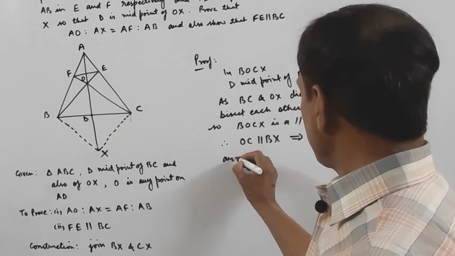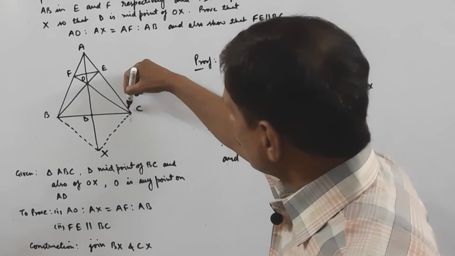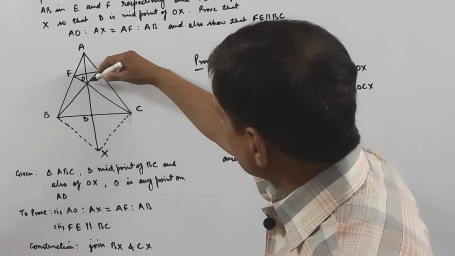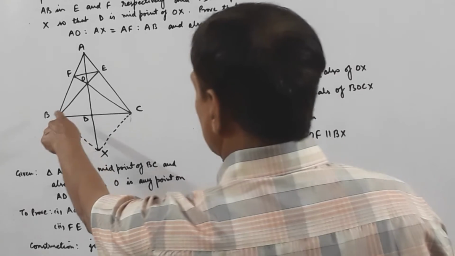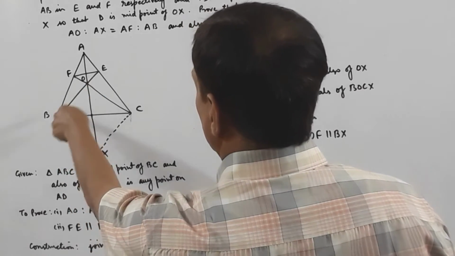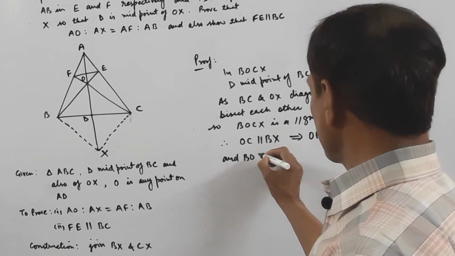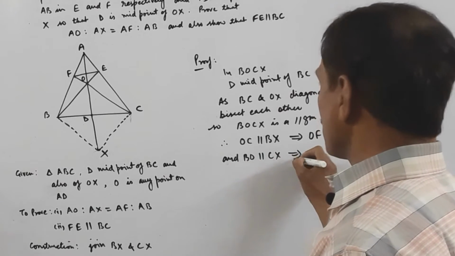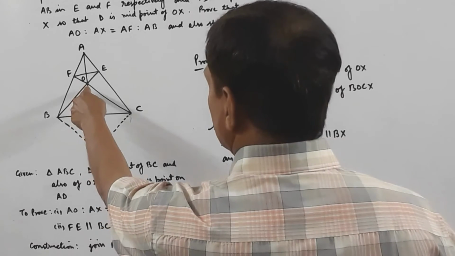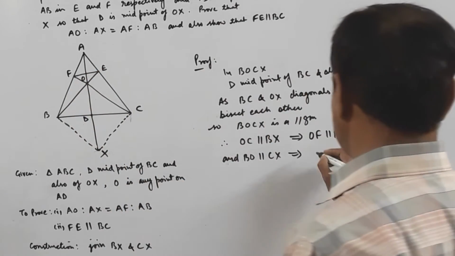And BO is parallel to CX, which implies OE is parallel to CX.